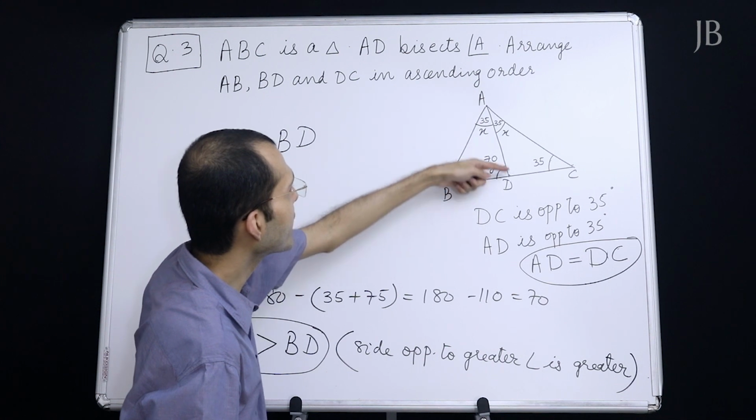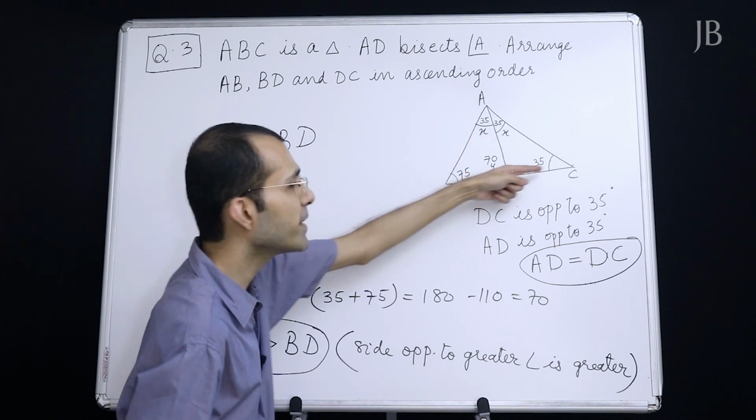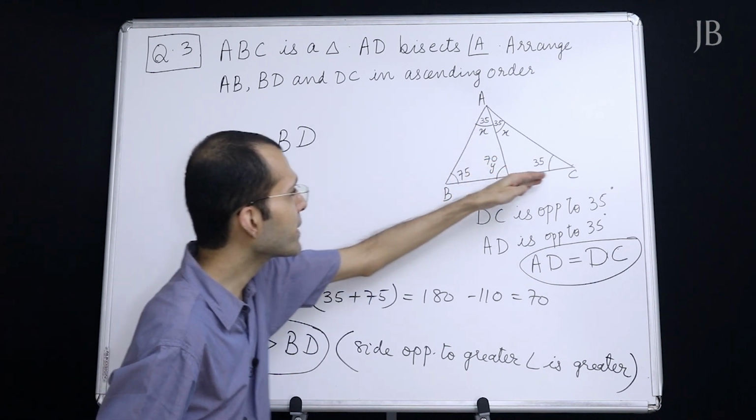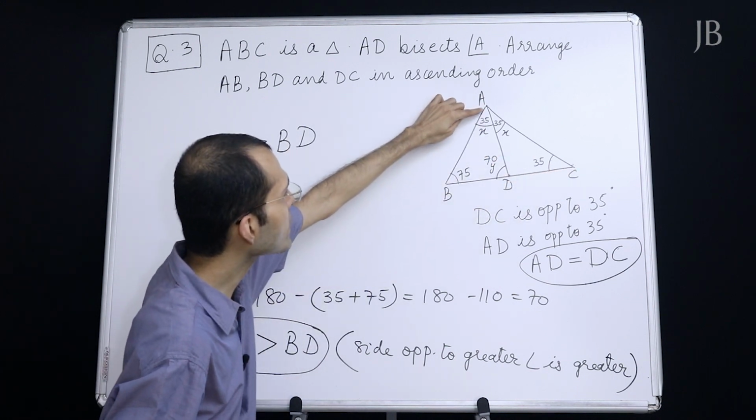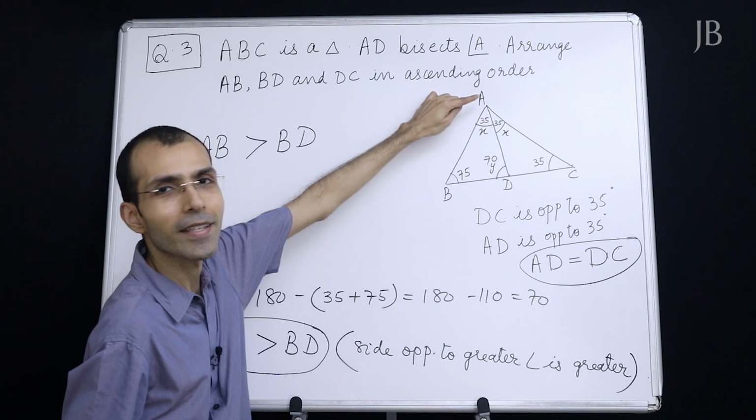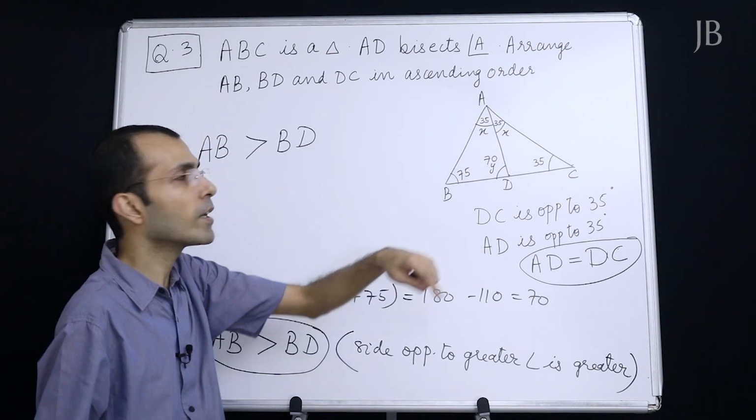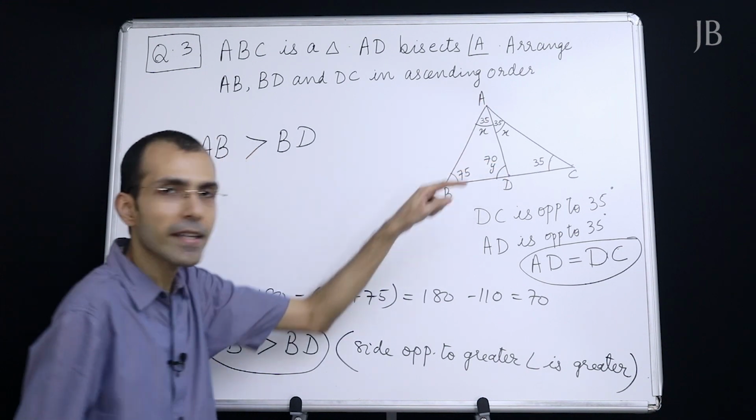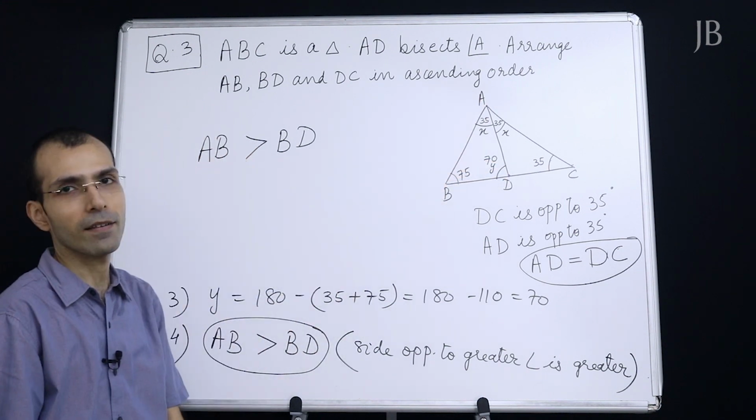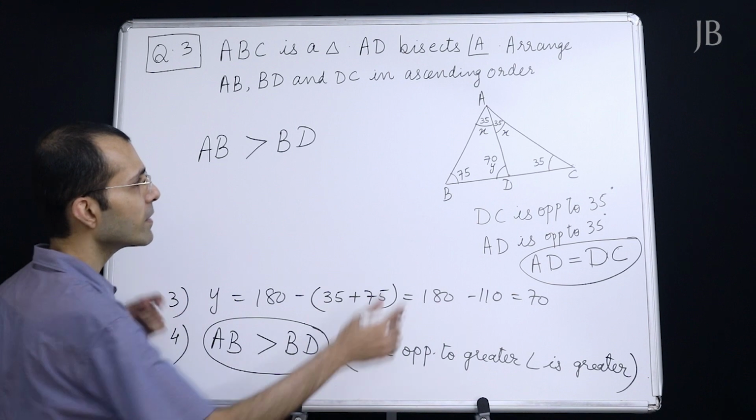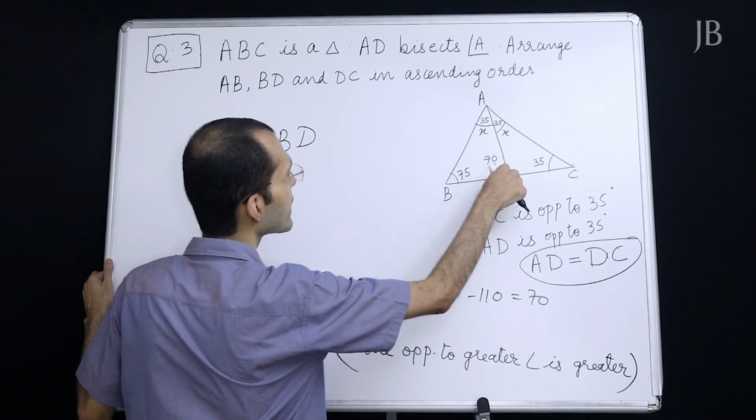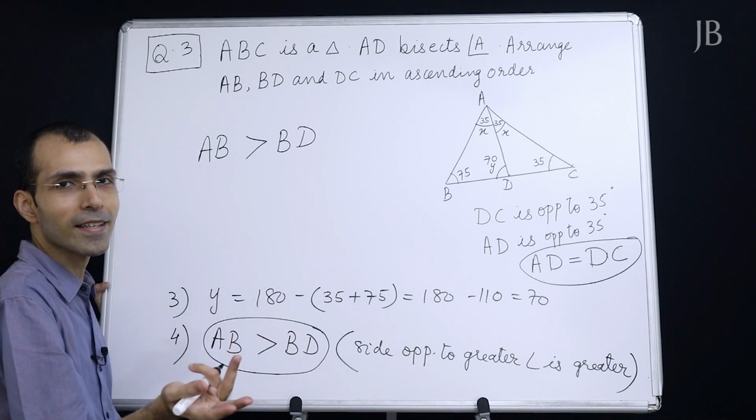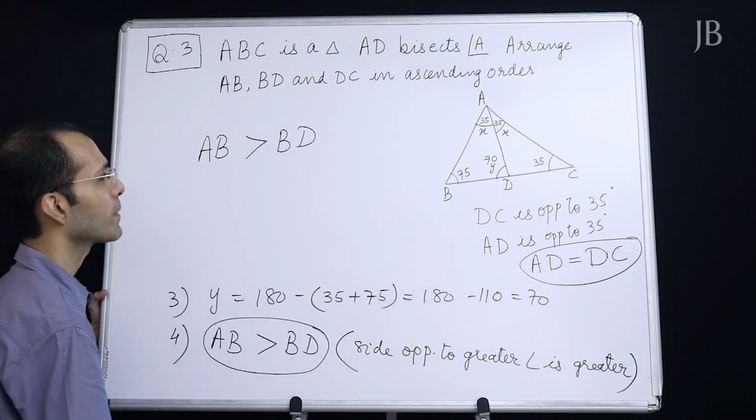What about AD now? Now AD and DC are same. So what you do, forget DC for some time. You concentrate on triangle ABD. You try to arrange AB, BD and AD in ascending order, and then in the end simply replace AD with DC because AD and DC are the same. We just now proved it.